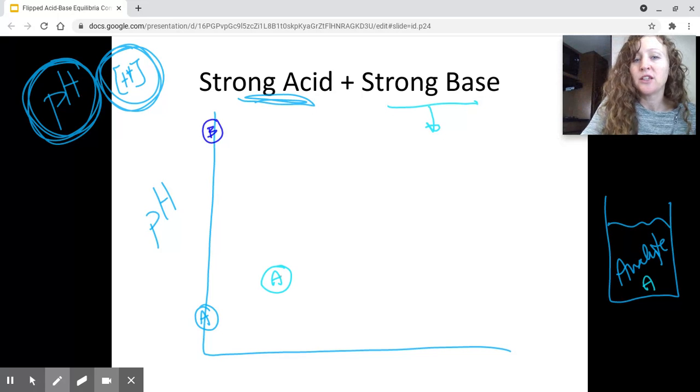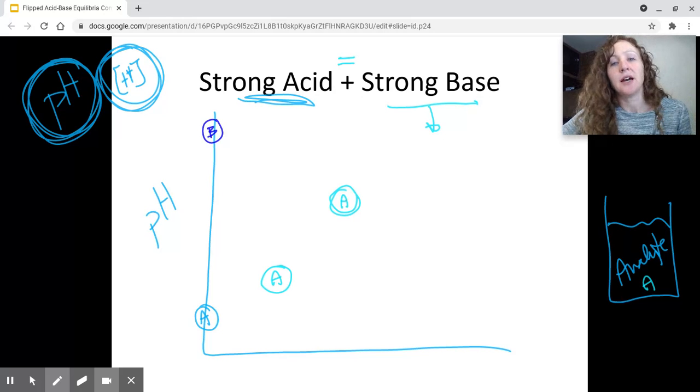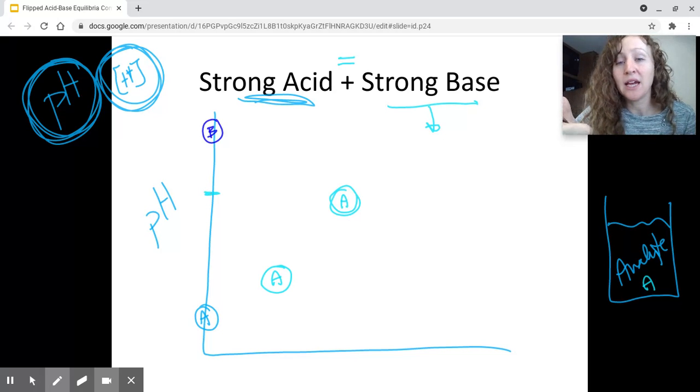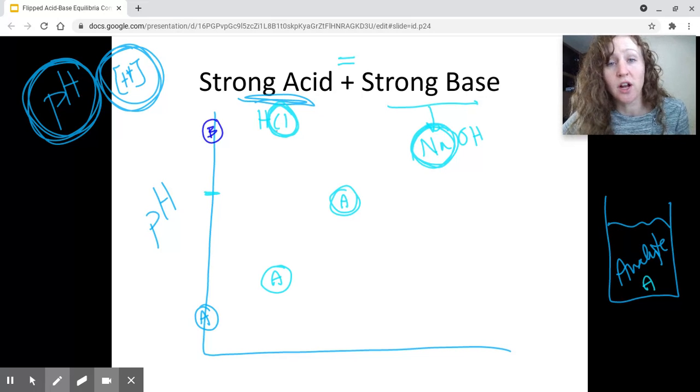And then when we hit this point where we've added enough base to neutralize our acid, we're going to be at our equivalence point. And we will have only salt and water. The pH that's there is going to be determined by the ions that are present, right? The strong base, let's say it's NaOH, one of the ions that will still be present and floating around is Na+. If our strong acid is HCl, one of our ions that will be present and floating around is Cl-.